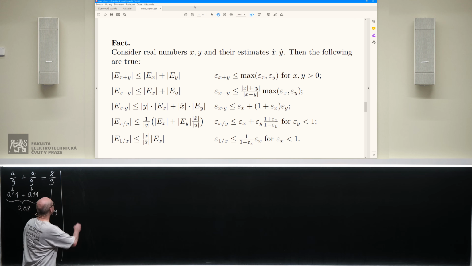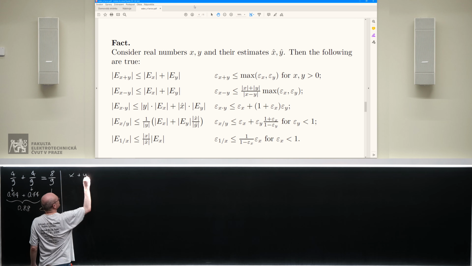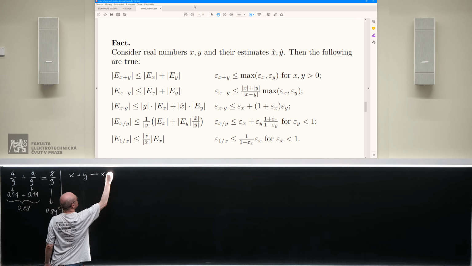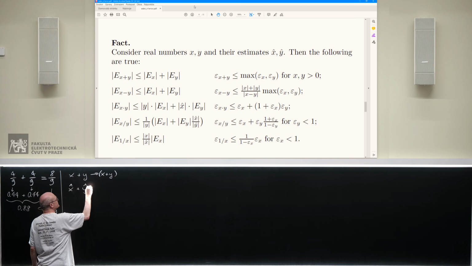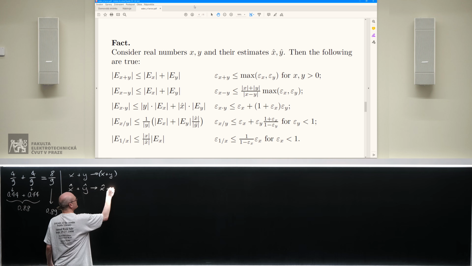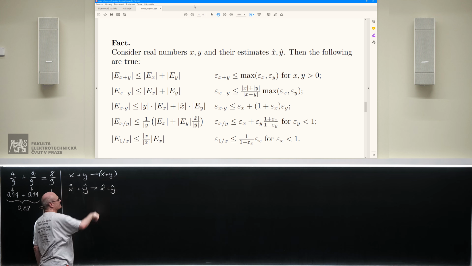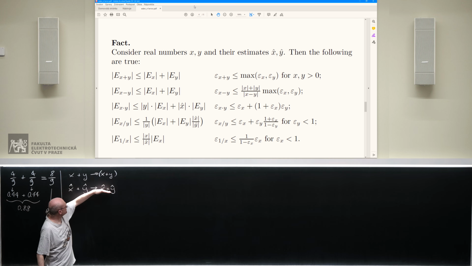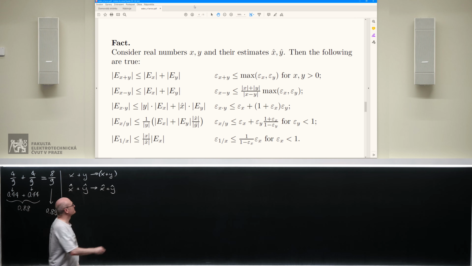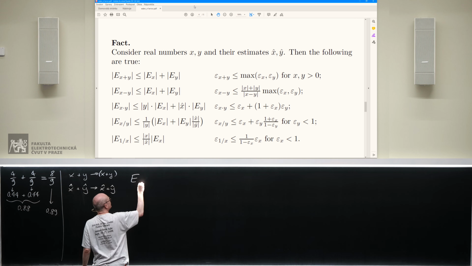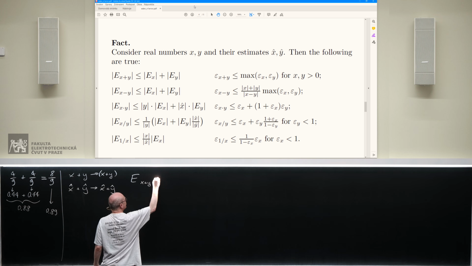I have two numbers, and I want to add them. So this is the ideal outcome. But unfortunately, due to working in a computer, I'm instead adding some approximations. And when I add them, I get an approximation of the sum. And I would like to compare these two outcomes. So what is the absolute error of this outcome? It's the absolute error of the number x plus y.